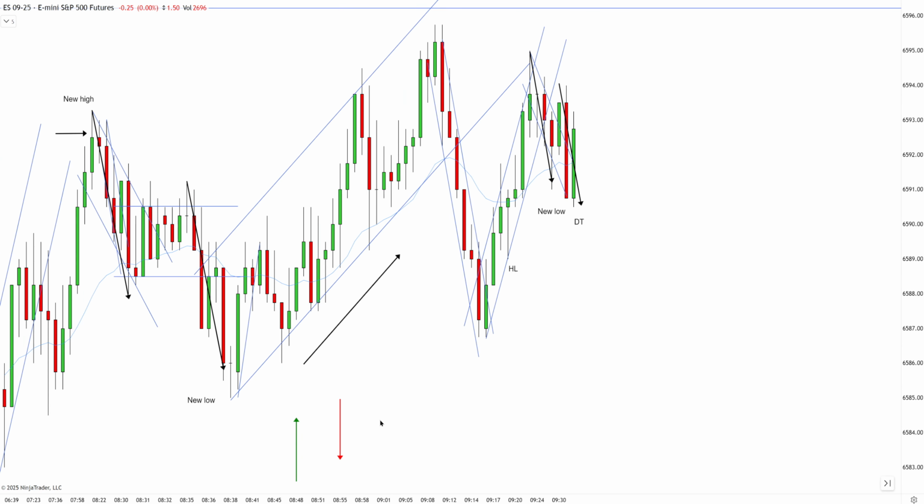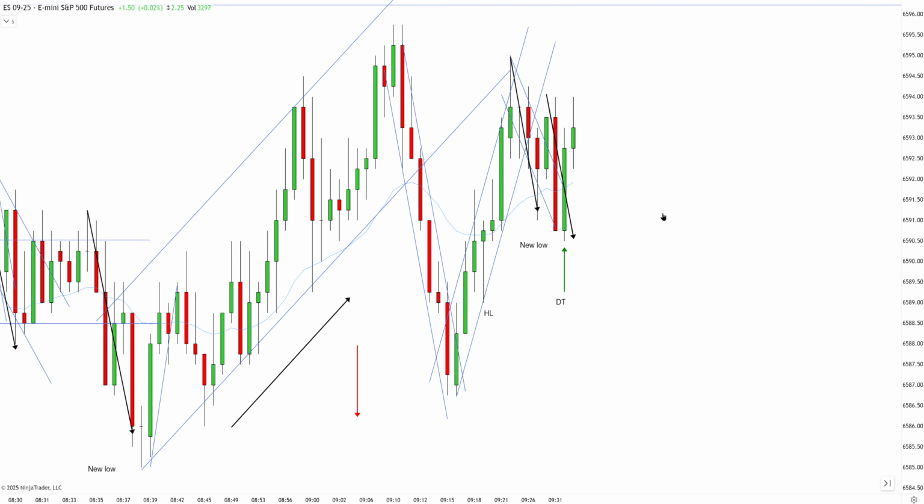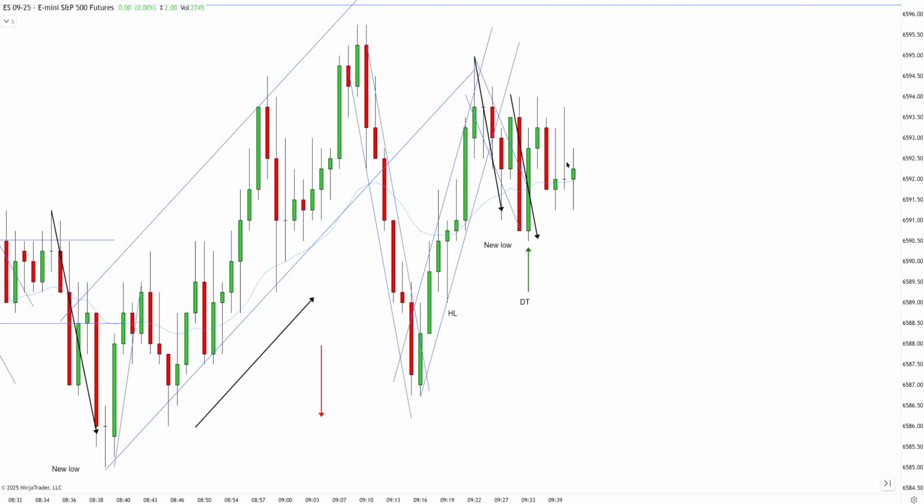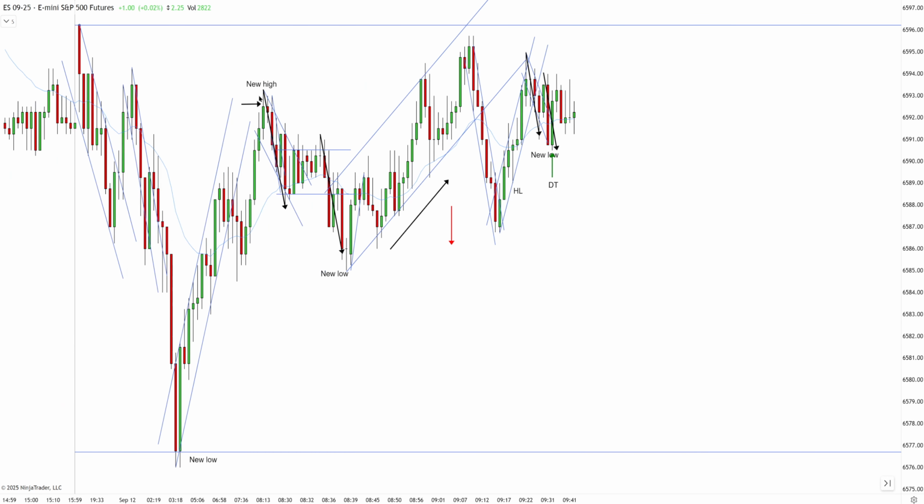I took this setup. It's a great high probability setup, but I ended up scratching the trade at break even plus one because it stalled for quite a while. And also when you're watching this, you have potential resistance a little bit lower.